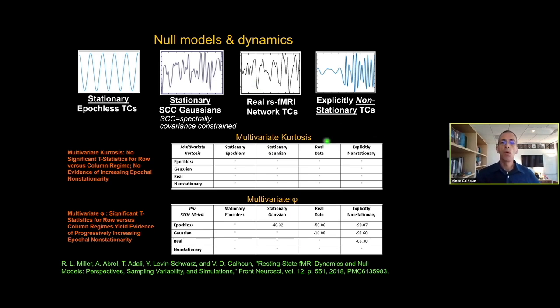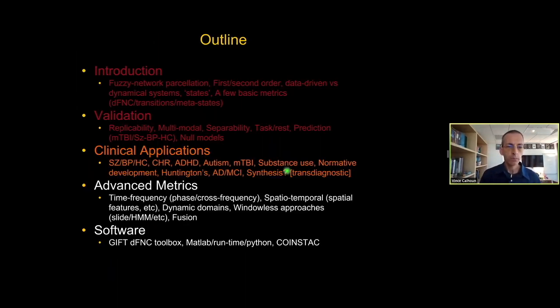One measure that we've used to help assess the degree to which dynamics are occurring is something called the multivariate phi here. We find that in a simulated case with epicless data, Gaussian random data, real data, and highly non-stationary data, in all cases the multivariate phi identifies those dynamic scenarios in a way that makes sense. Whereas if you use a measure focused on outliers like kurtosis, it doesn't do quite as well there. Okay, now let me cover a few clinical applications.